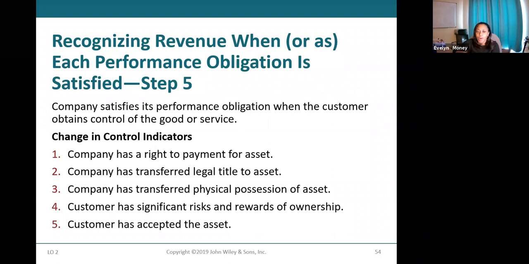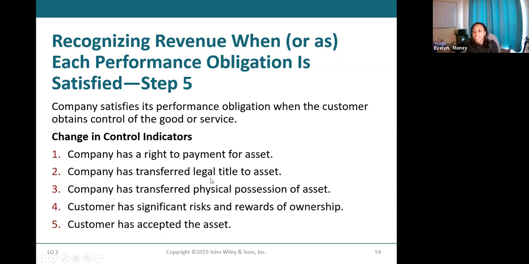And then in step 5, the hardest part of this is determining when the performance obligation has been satisfied. And these are some indicators that can help us determine whether or not the earnings process is complete. So if the company has the right to payment for the asset, and a lot of times the right to payment happens because the goods have been delivered.